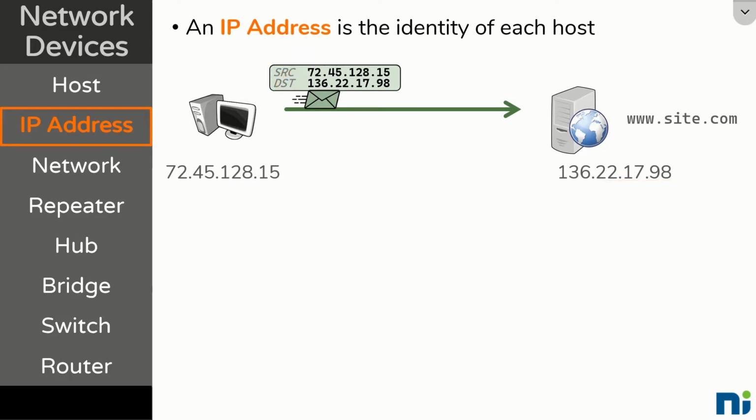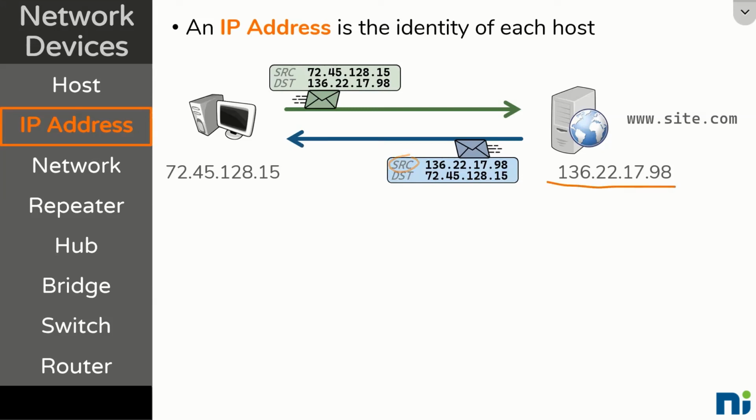In the same way, when the server responds by providing the web page, it's also going to stamp the source and destination IP addresses for that communication. Here, the source IP address will be the server, and then the destination IP address will be the client. Everything sent on the internet is going to have this source and destination IP address.